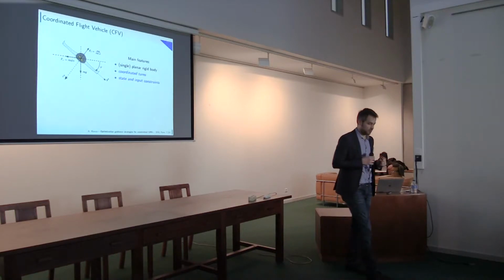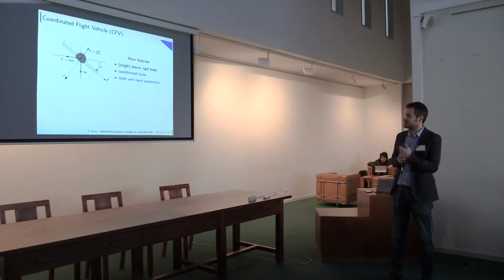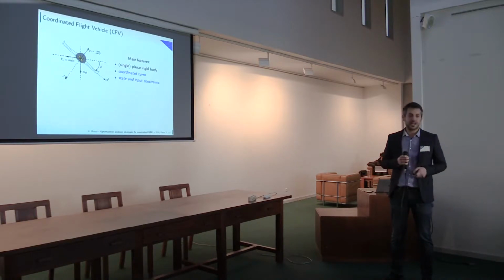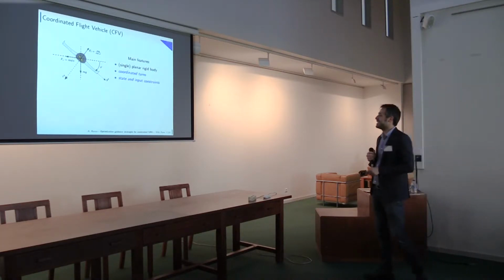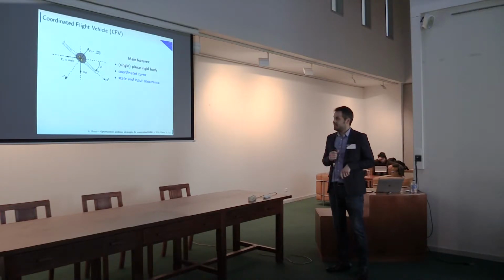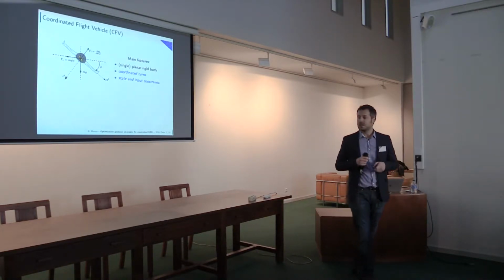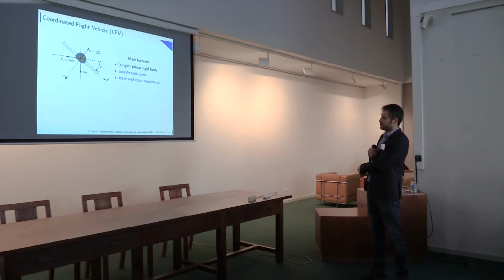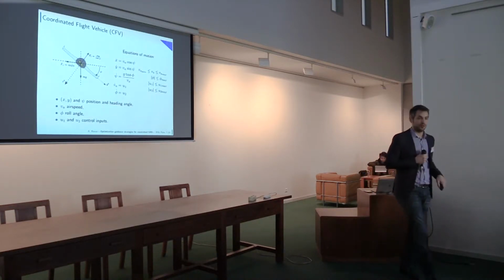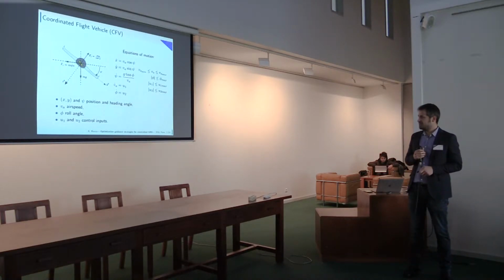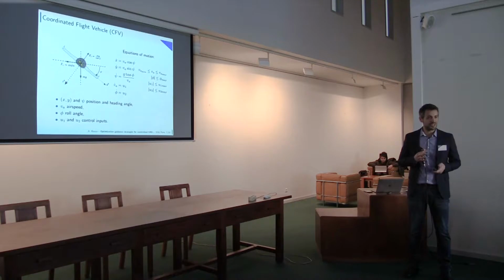So this is just some slides about the model I'm going to use in this talk. This is the coordinated flight vehicle. You can check this model and the implementation also in Randal's book. It's just a single planar rigid body. We are enforcing coordinated turns, so we have an equilibrium between the centripetal forces and the gravity. And so we have some state and input constraints. These are the equations of motion. It's a pretty simple model, but it captures some interesting dynamic features of your UAV.